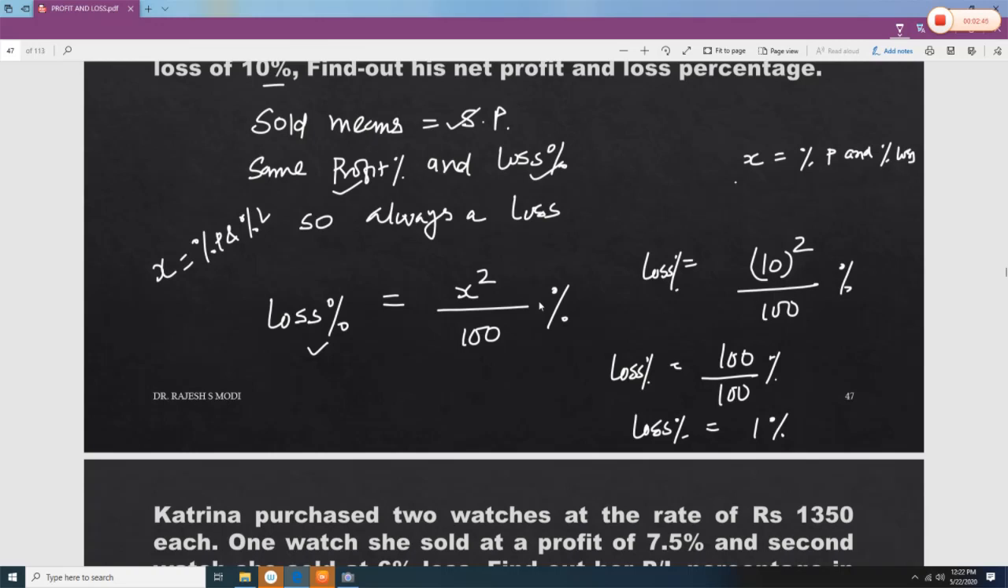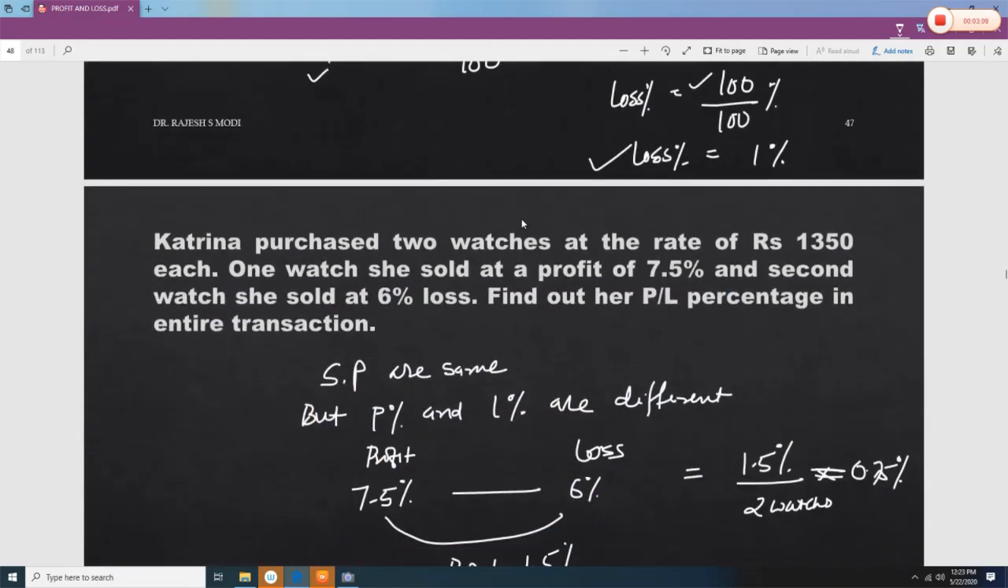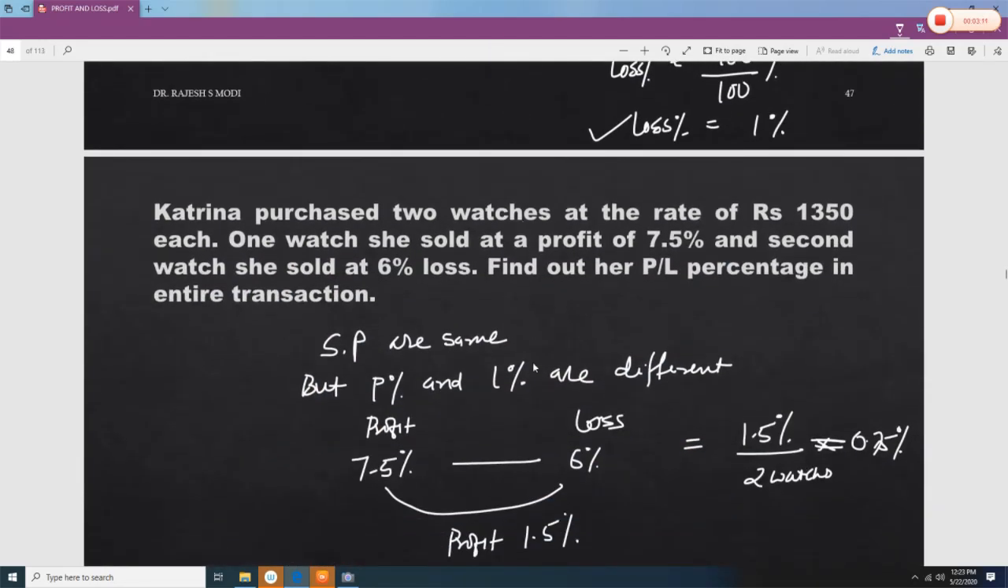So here profit is 10% and loss is also 10% on what? On SP. When there is an SP, then there is a loss. But if it is a CP, no profit, no loss. So 10 squared divided by 100 into percentage. So 10 into 10 is 100 divided by 100 into percentage. So loss is 1%.